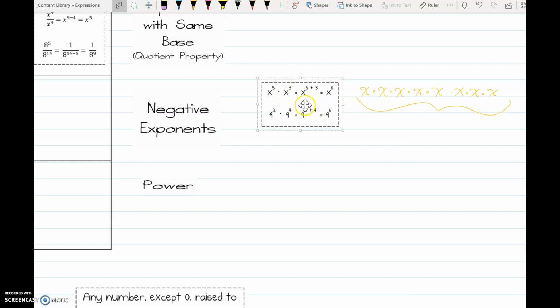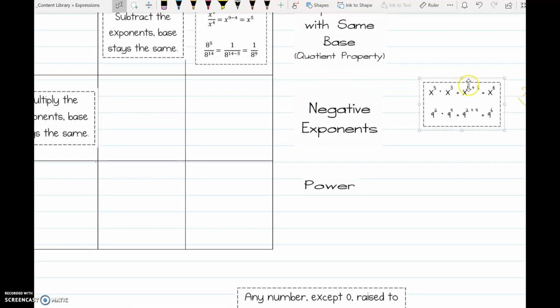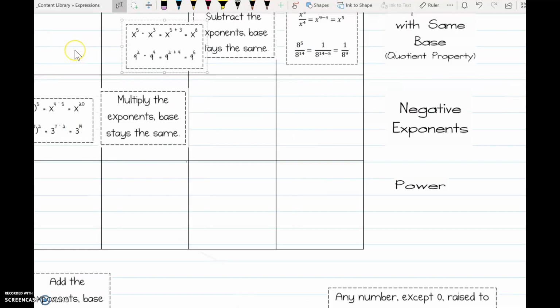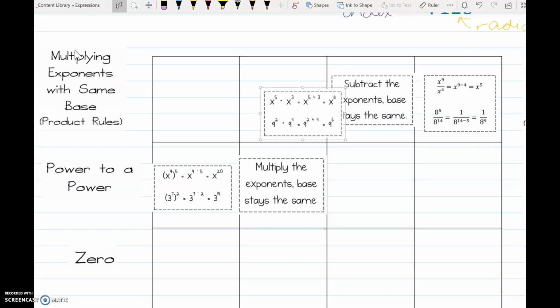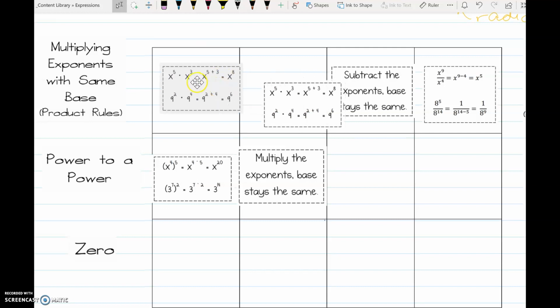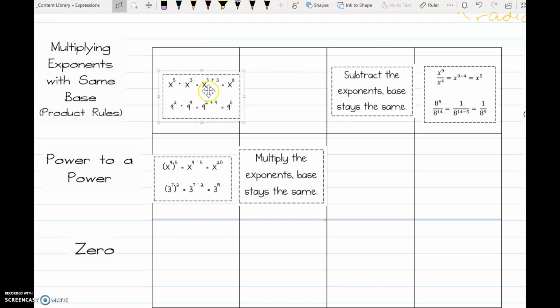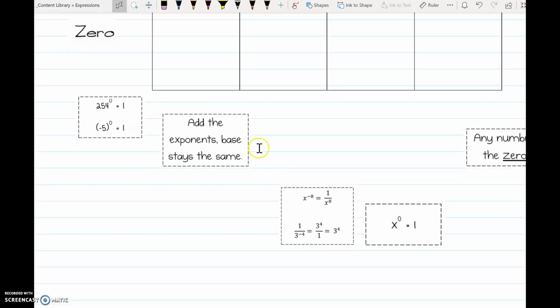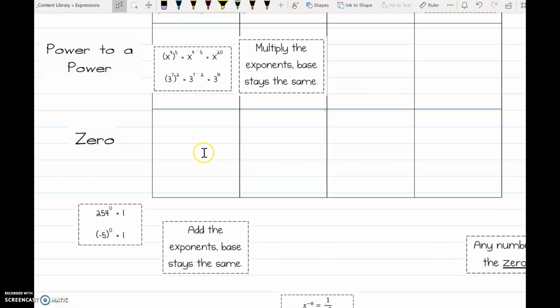So this is our multiplication. So we're going to drag this on over. Multiplying with the same base. So that's going to go there, and now we need to find where it talks about multiplying. So we keep the base and add the exponents. Add the exponents, base stays the same.